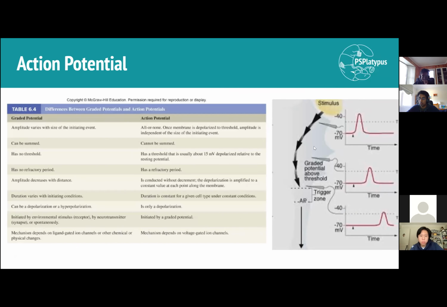On the picture on the right, it's basically another way to look at it. You have a stimulus, almost always ion flow. The ion flow moves down, and down, and enters the trigger zone as more ion flow occurs. This is where the action potential begins and conduction begins.